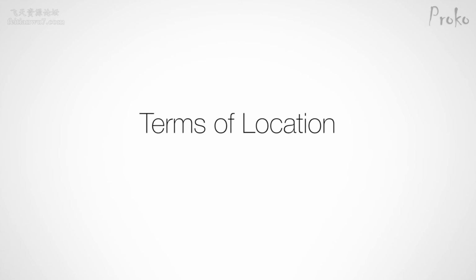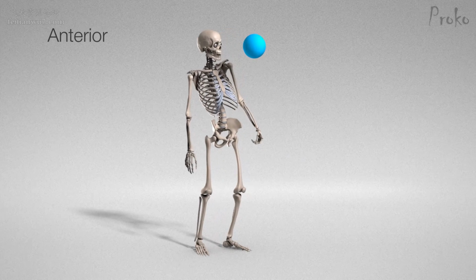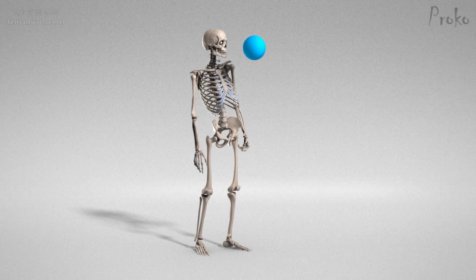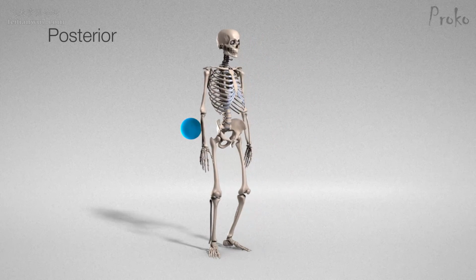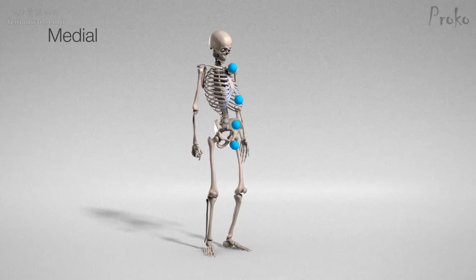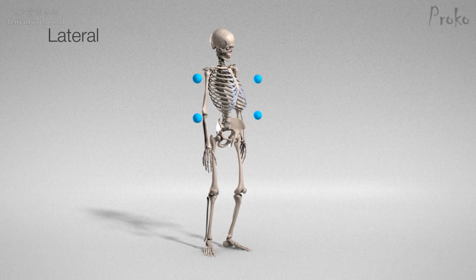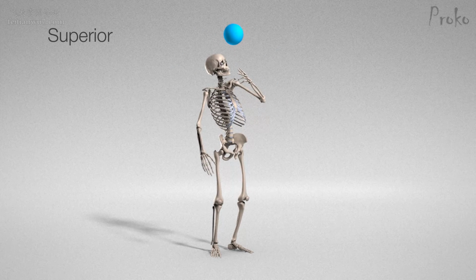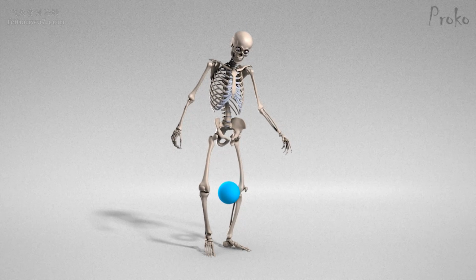Terms of location. Moving on to terms that describe location. Anterior describes something that is toward the front of the body. Alternatively, posterior describes something that is toward the back of the body. Medial is something located toward the middle of the body or away from the side. The opposite is lateral, something that is toward the side of the body or away from the middle. Superior is toward the top or above, and inferior is toward the bottom and below.